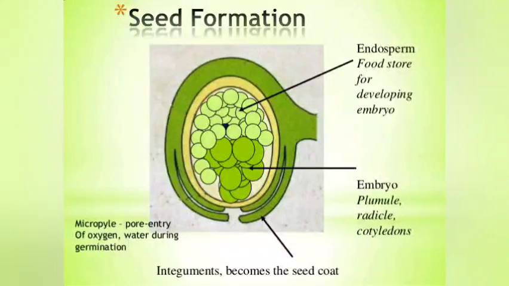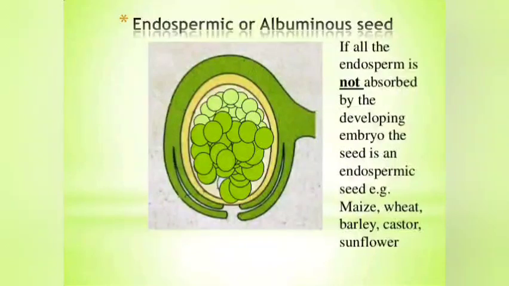So let us focus on the types of seeds. This is a normal type of seed. It's an immature seed where you can see the endosperm in the light green part, and the dark green part is the embryo. But there are some seeds where this endosperm is not used up completely for the embryo formation.